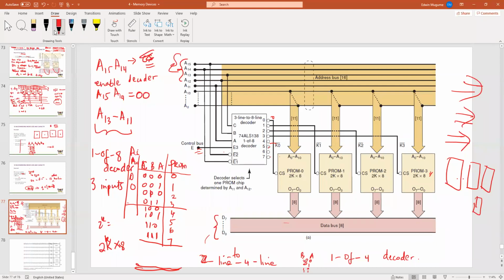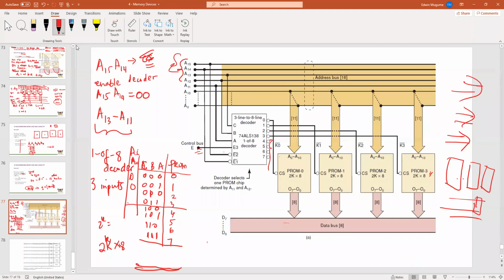However, you can see that here, because we have few chips, we only use four lines out of the decoder, each line for a particular chip. These next four lines are for those other chips. Let me also delete this one.